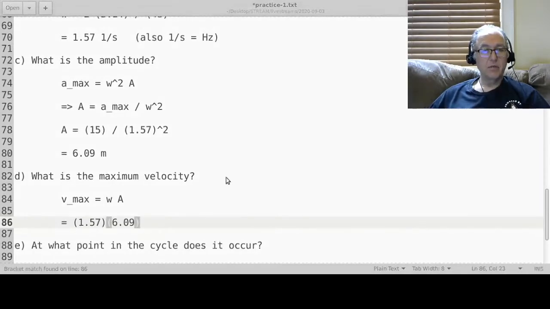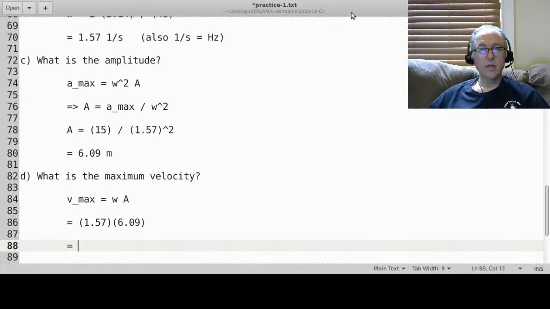And the amplitude, do we know that? Yep, we calculated it in the previous part of the problem, and that's 6.09. And so omega, 1.57, times 6.09, what's that going to equal? That will equal, and I should have the answer here. There it is. Okay, and again, I didn't use the units in there, but I know the units will work out to be meters per second.